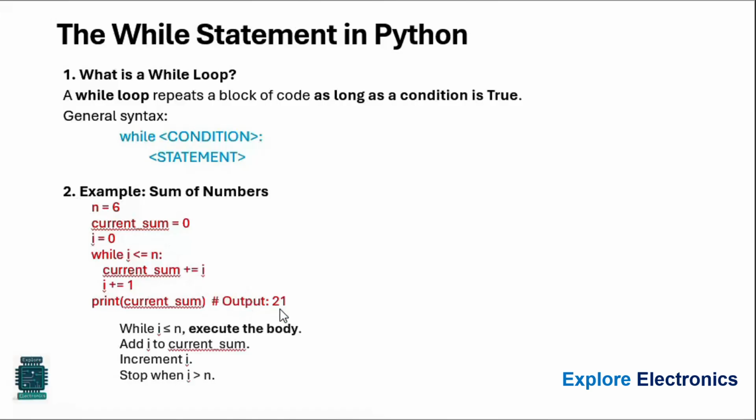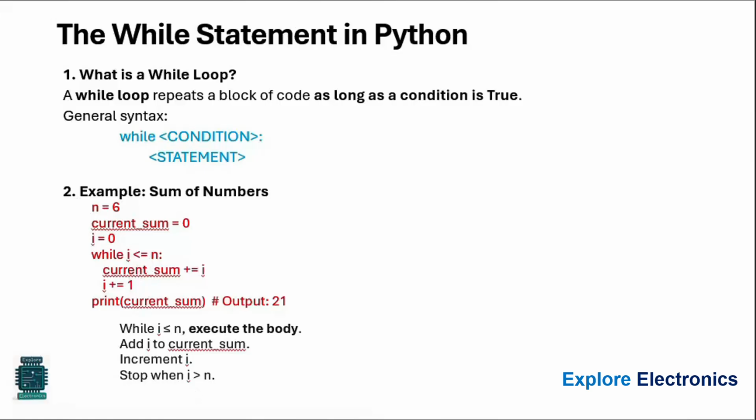The result is 21 because if I add 1, 2, 3, 4, 5, 6, I will get the output as 21. Got it? While i is less than or equal to n, it will execute the body of that program. I took current sum, here current sum += i. I am incrementing i in this step, and it will stop when i becomes greater than n.